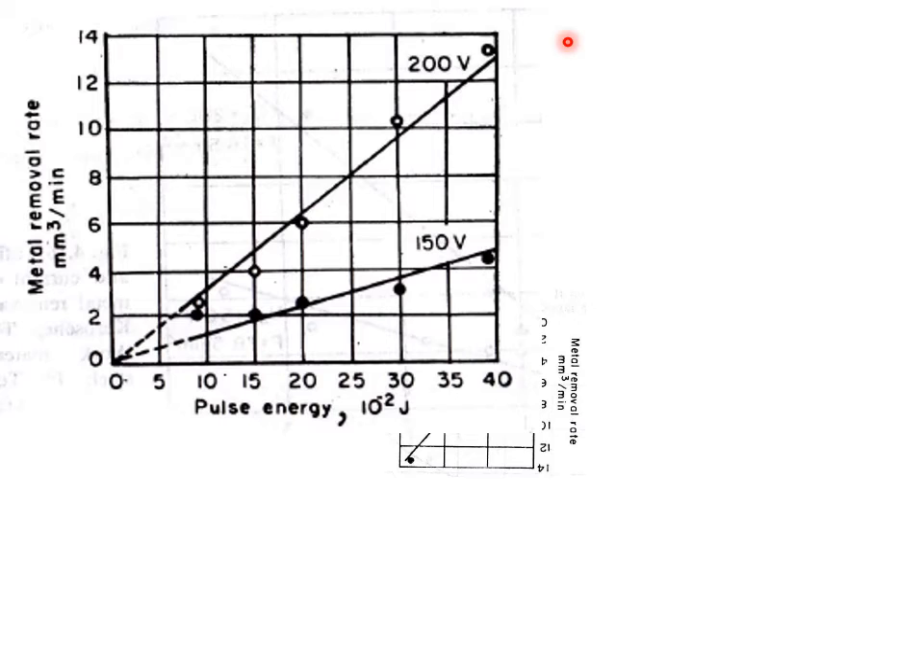Further, again we can see here, with the increase in pulse energy, the increase in voltage value also further increases the material removal rate to a very great value. It is the most important process characteristic which we need to understand. For roughing operation, we have to use a higher pulse energy or discharge energy for achieving a better, or higher, material removal rate.